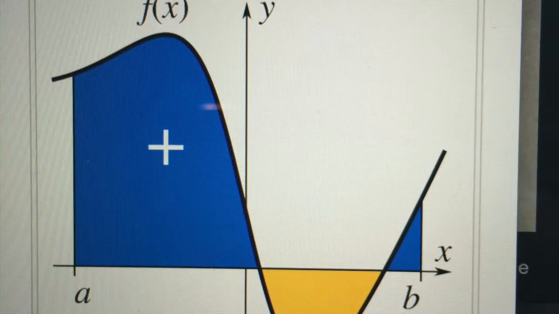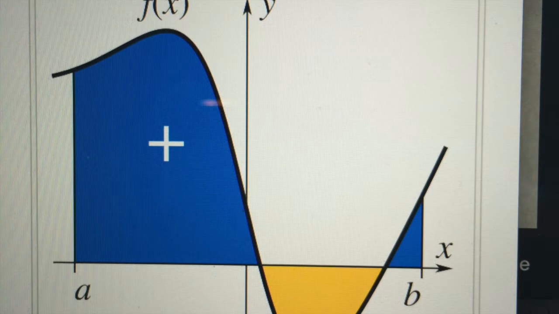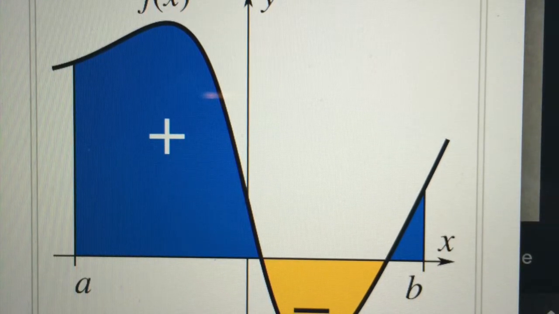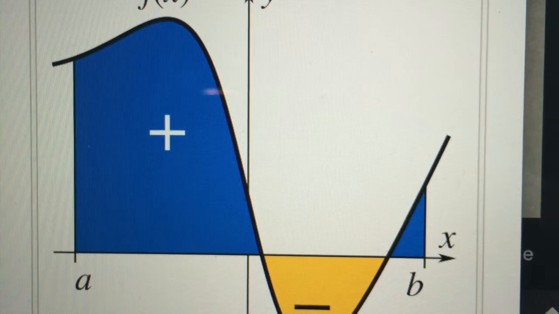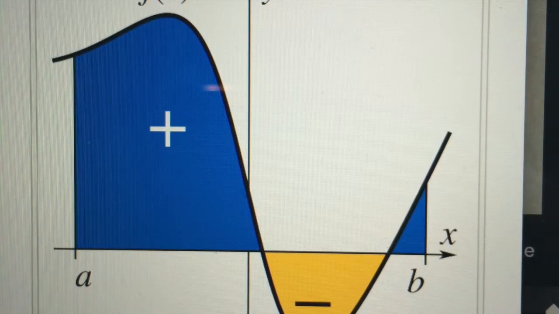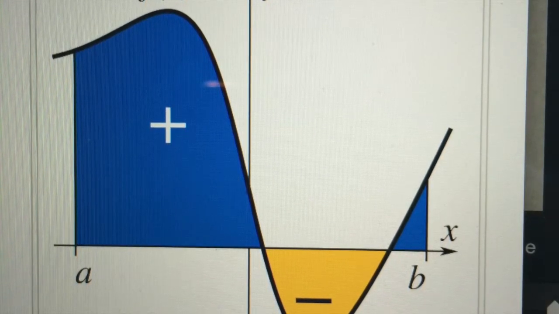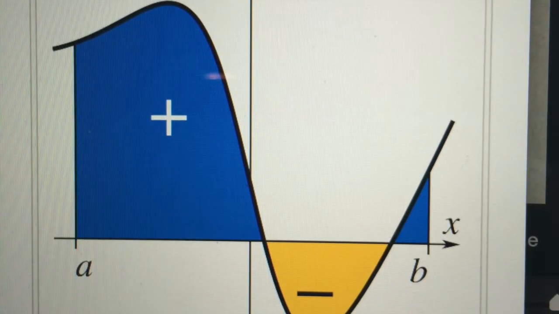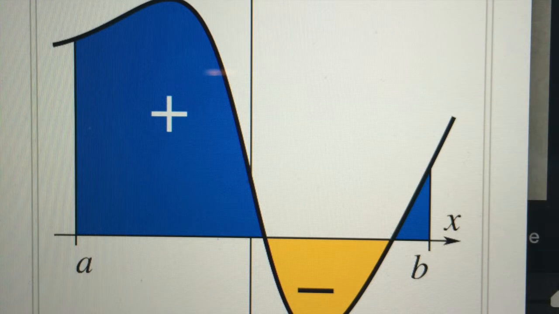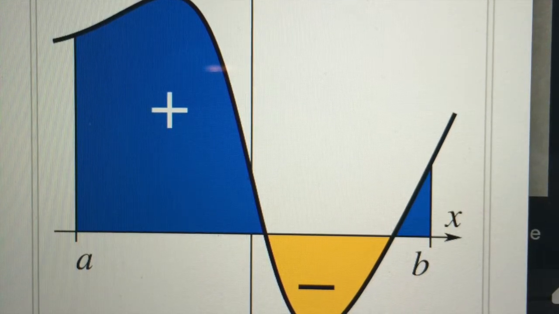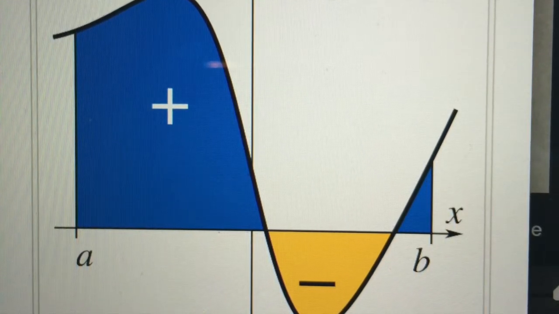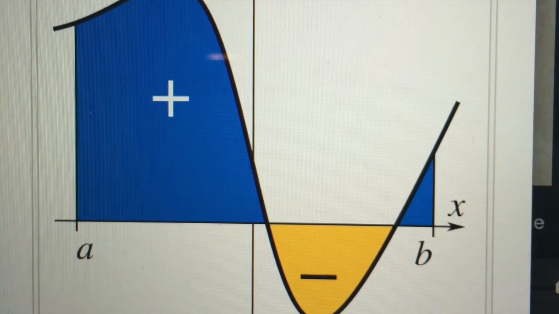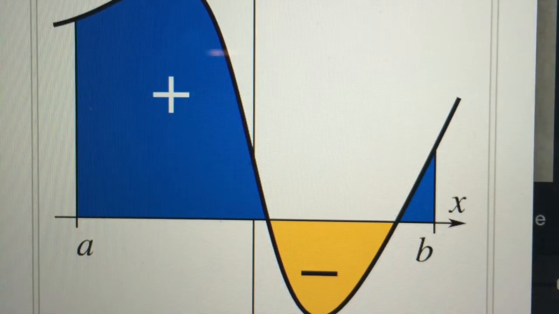The signed area is the area above and below the x-axis being subtracted. So if there's an area of 5 above and an area of 3 below, the total area is 2. Total area is all the areas added together. So, same example, there's 5 above and 3 below, the total area is 8. Whether it is positive or negative does not matter.